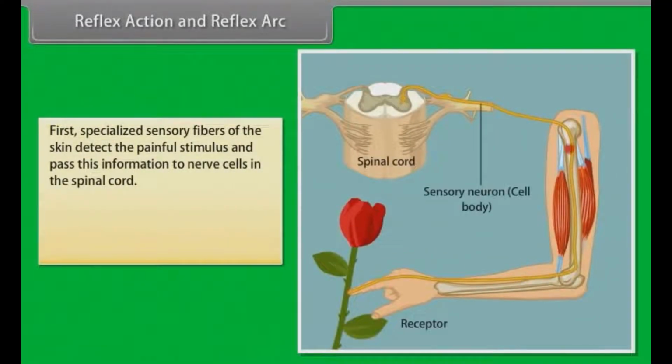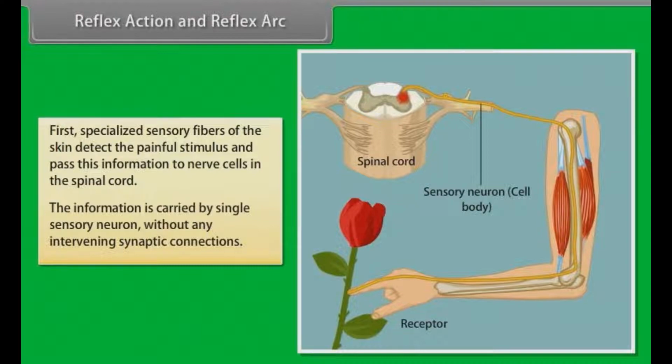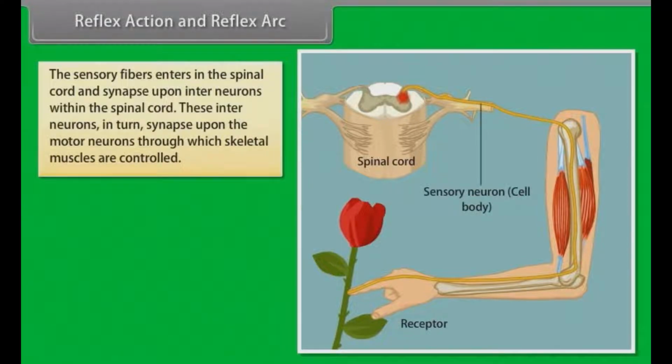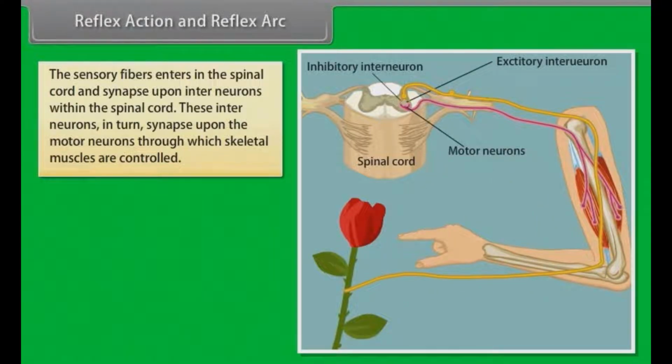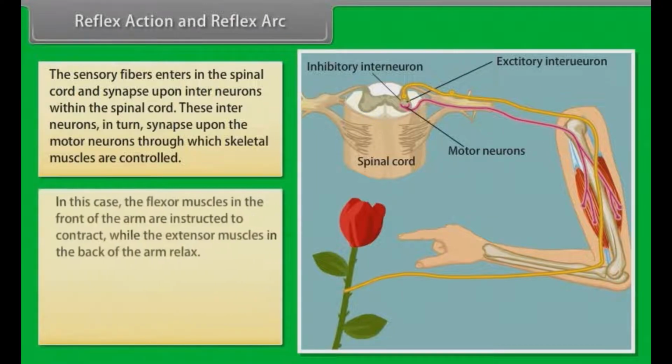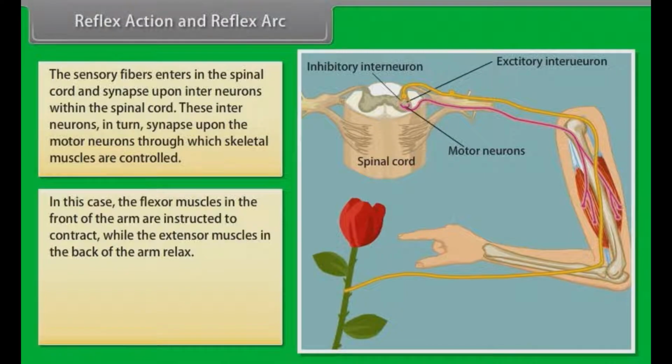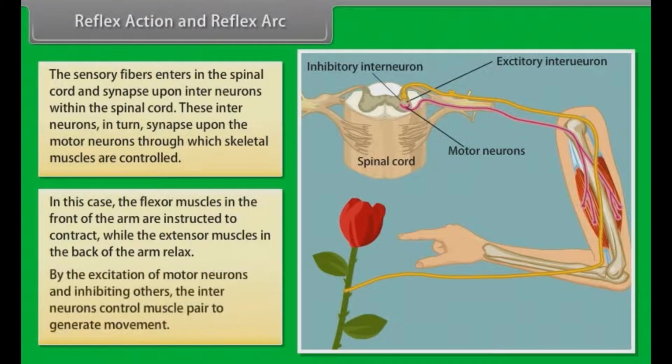First, specialized sensory fibers of the skin detect the painful stimulus and pass this information to nerve cells in the spinal cord. The information is carried by a single sensory neuron without any intervening synaptic connections. The sensory fibers enter the spinal cord and synapse upon interneurons within the spinal cord. These interneurons in turn synapse upon the motor neurons through which skeletal muscles are controlled. In this case, the flexor muscles in front of the arm are instructed to contract while the extensor muscles in the back of the arm relax. By the excitation of some motor neurons and inhibiting others, the interneurons control muscle pairs to generate movement.